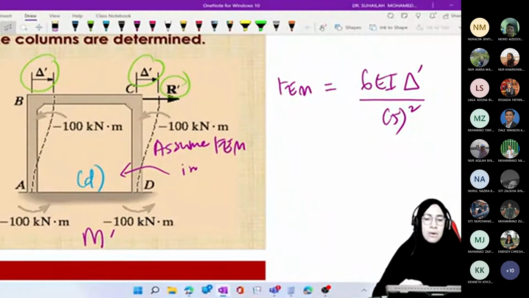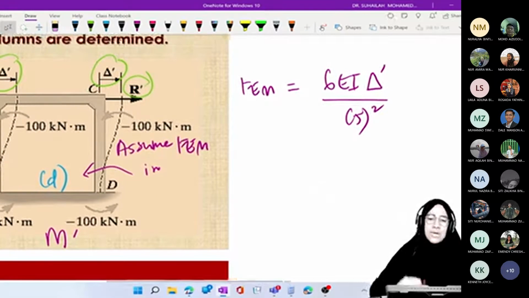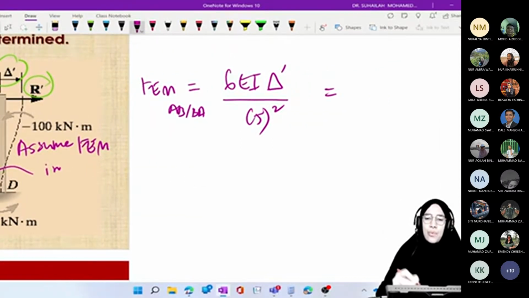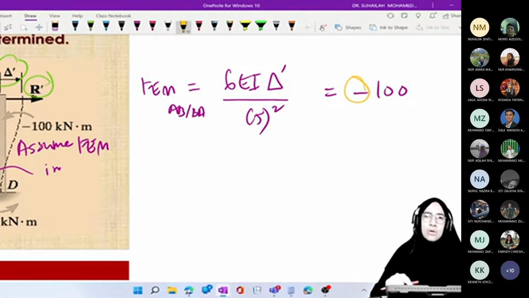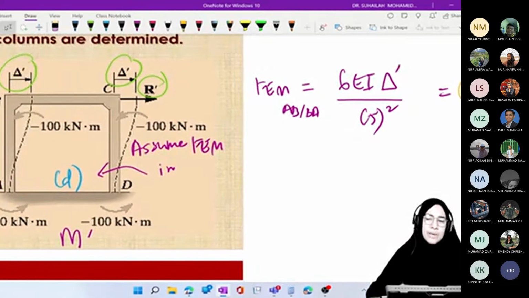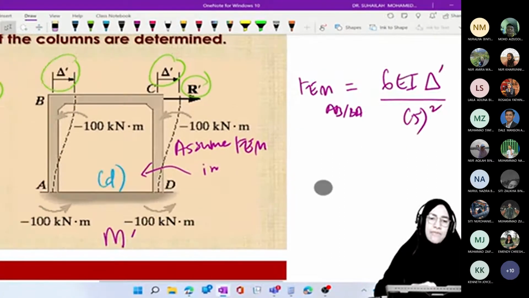What we should do is we will assume FEM for one member and we will calculate FEM for another member using ratio. So if FEM AB and BA, we assume as negative 100. The most important thing here is this sign. This negative shows the behavior of the frame.